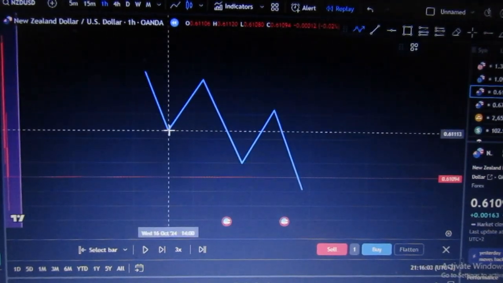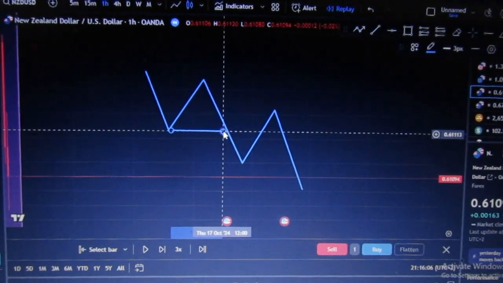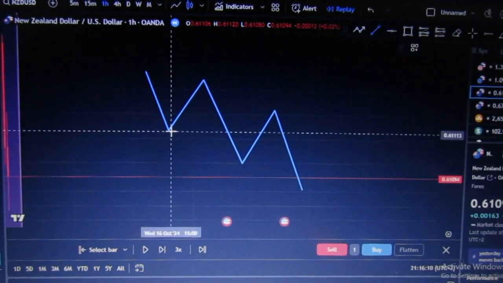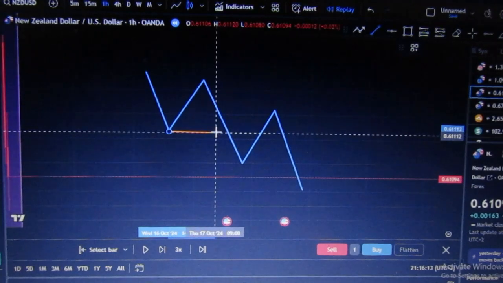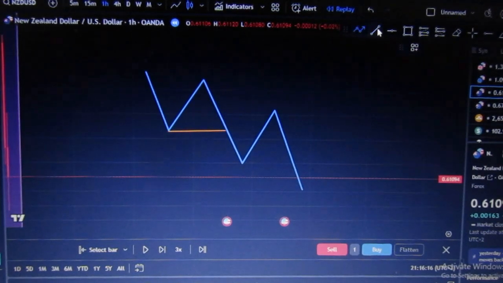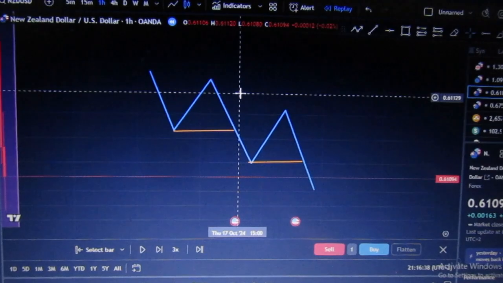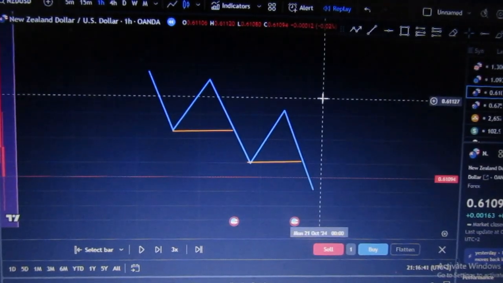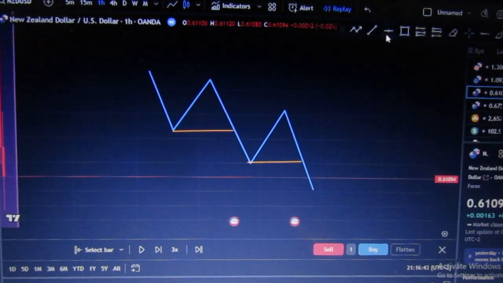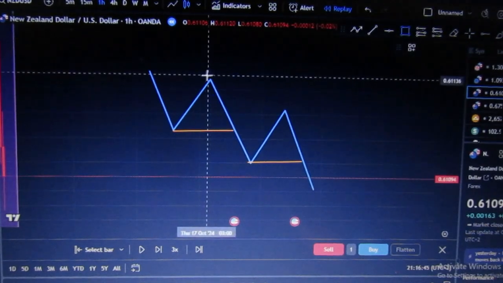Why do we have a lower low and a lower high? Because we have a break of structure right here. The market broke this structure at this point right here, and the market broke structure right here. Why is the market breaking structures? Well, it's because of supply and demand, and that is how I am being taught from these YouTube videos.